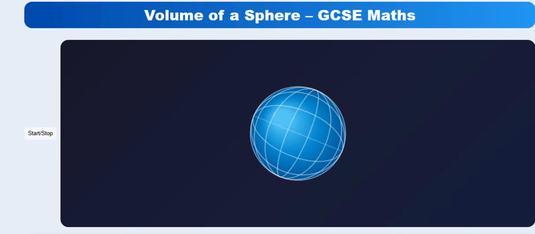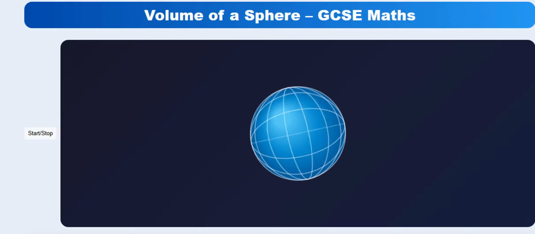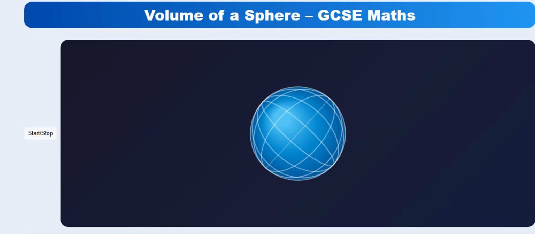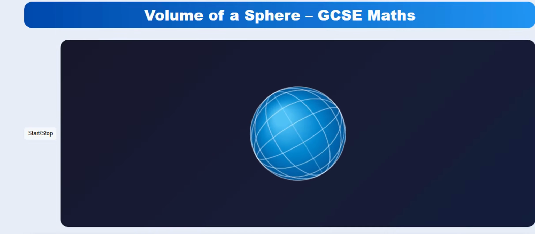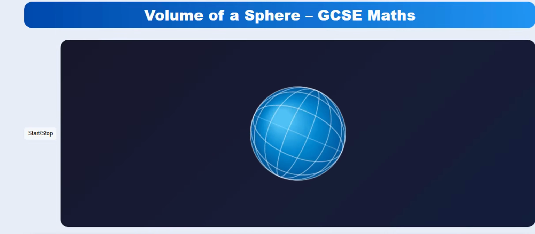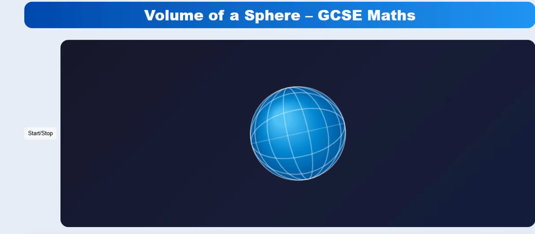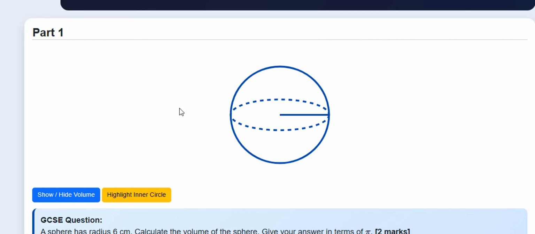Hello there. This is lesson 6 in a series of 10 lessons where we are learning about the volume of different shapes. And in this lesson 6, we are going to learn about the volume of a sphere. A sphere is thought to be a three-dimensional object which has a circle at the center, like that. The volume is given by the total space occupied by that sphere.